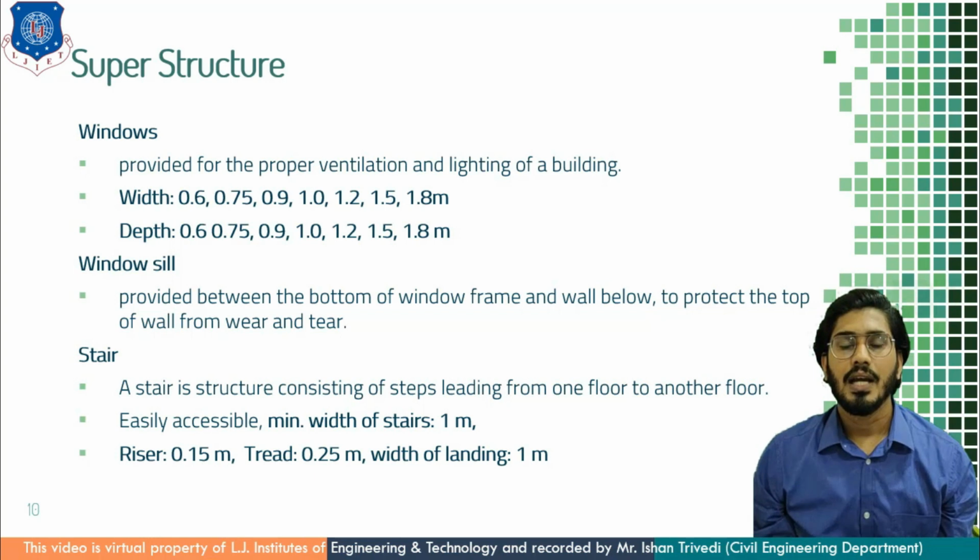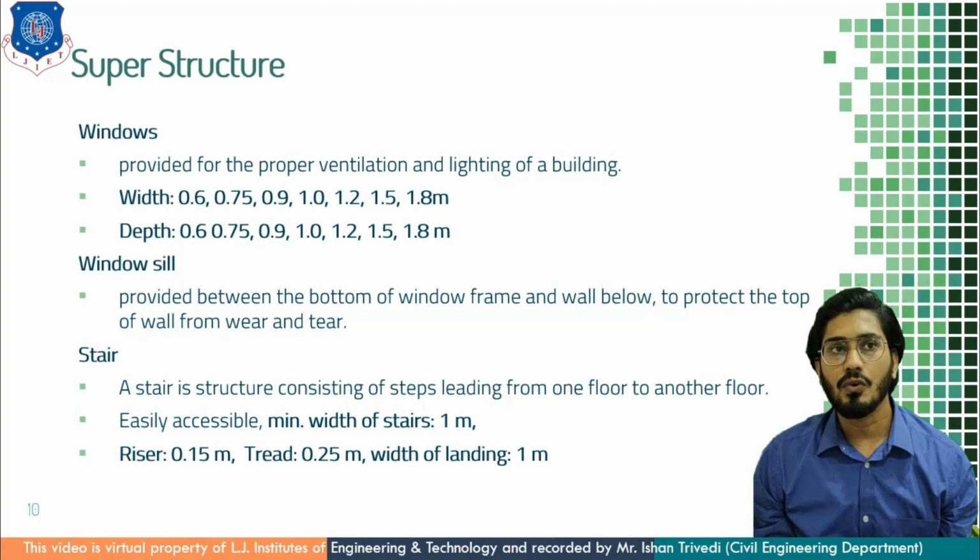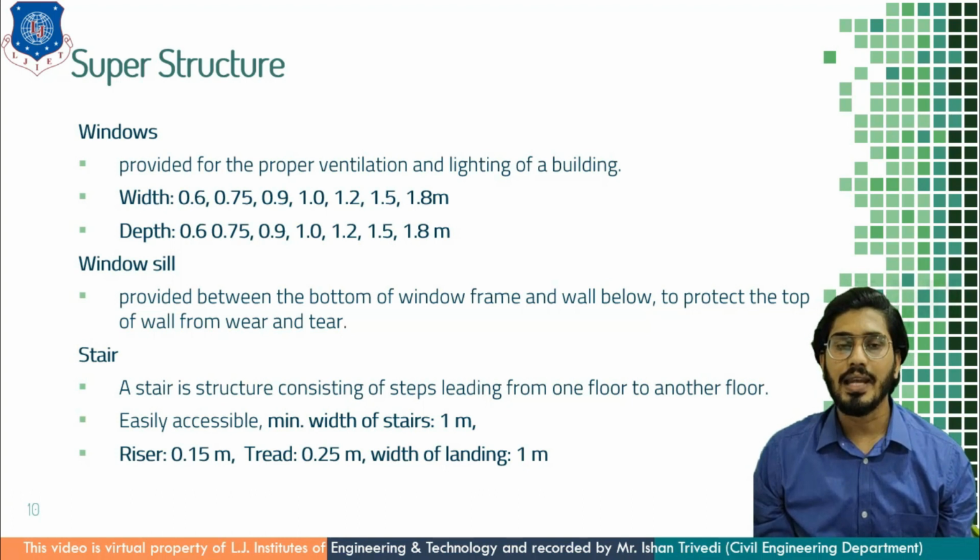Next is a stair. A stair is a structure consisting of steps leading from one floor to another. The position or location of a stair is made in such a way that it is easy to approach, or easily accessible. The minimum width of a staircase is 1 meter. The staircase is a component of successive arrangement of risers and treads. The minimum riser is 0.15 meter, whereas the tread is 0.25 meter.